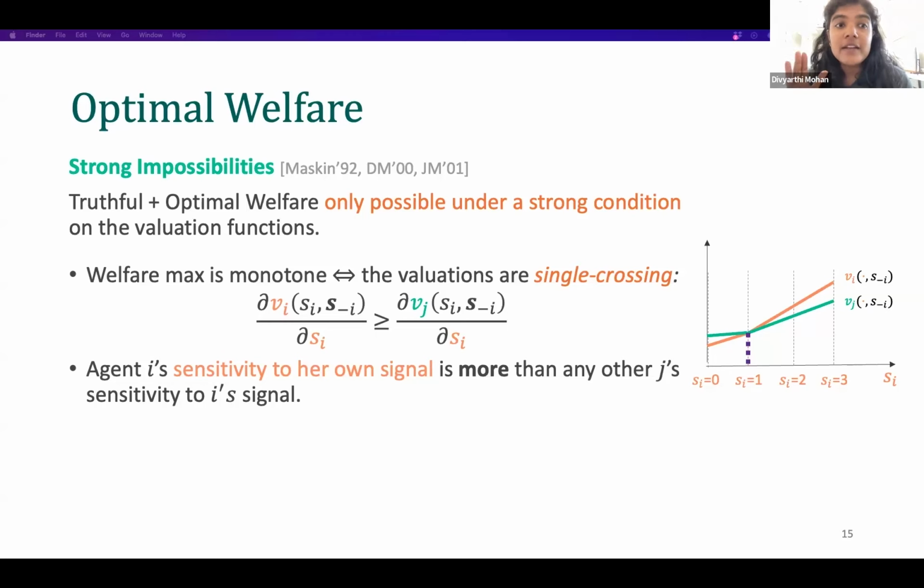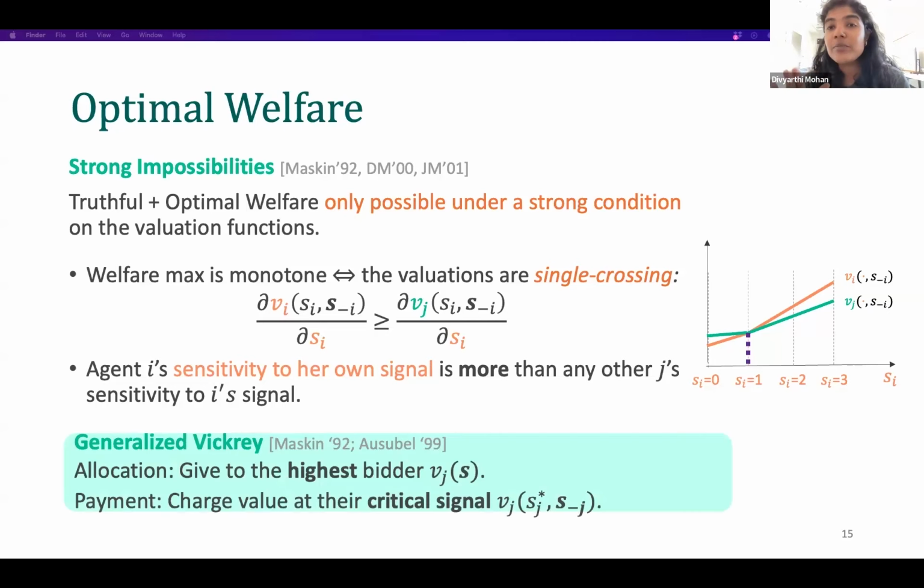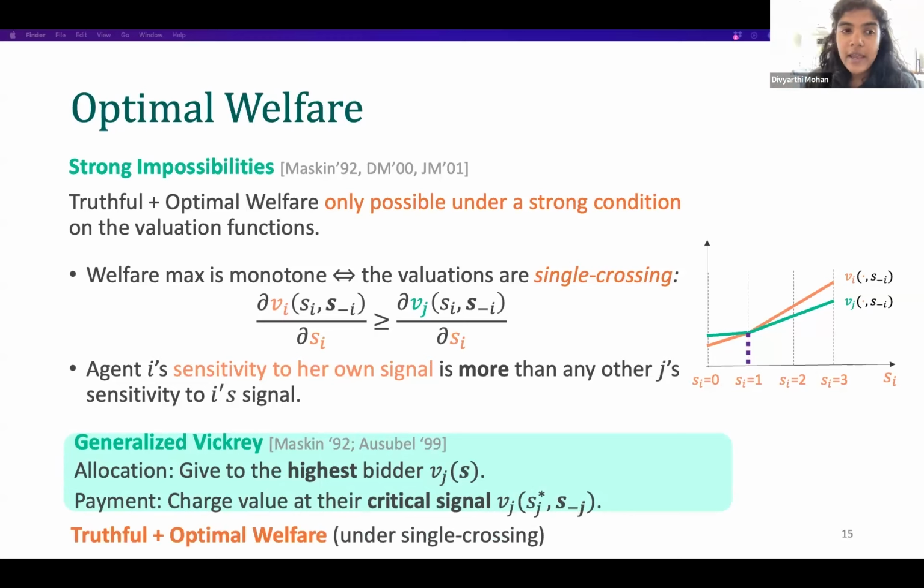But when the valuations satisfy single crossing, it turns out we can again have a very simple auction that gets the optimal welfare truthfully. The allocation is just a generalized Vickrey auction where we give the item to the highest value agent, and now we are going to charge them the critical value that I talked about previously. Okay, and this is going to give us a truthful auction that obtains optimal welfare as long as we have the single crossing assumption. Only when we have the single crossing assumption.